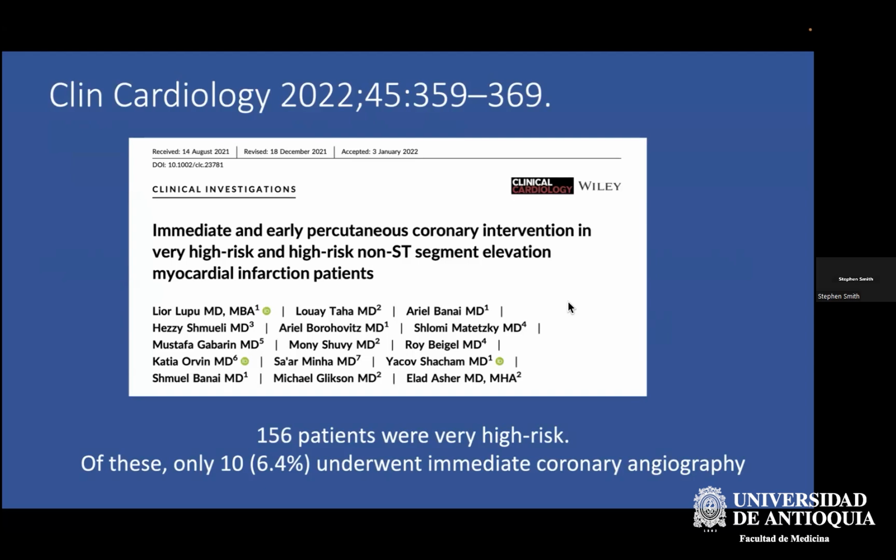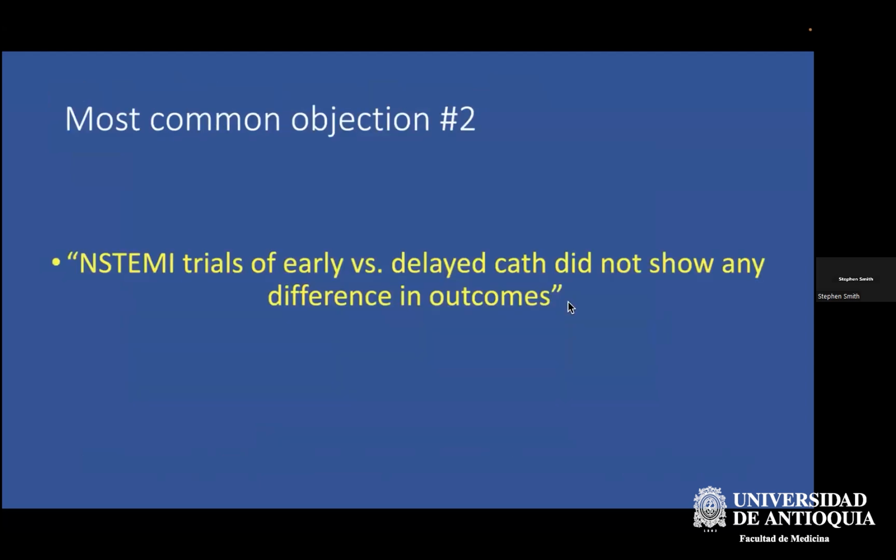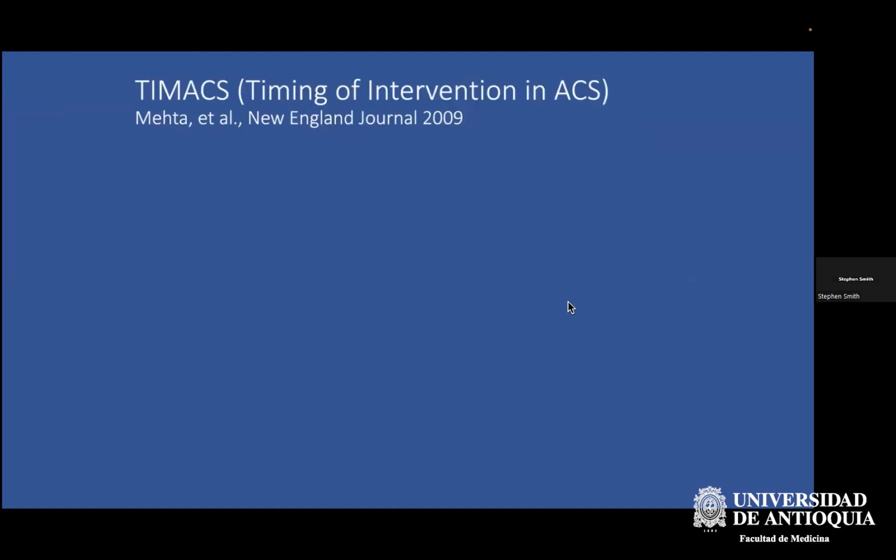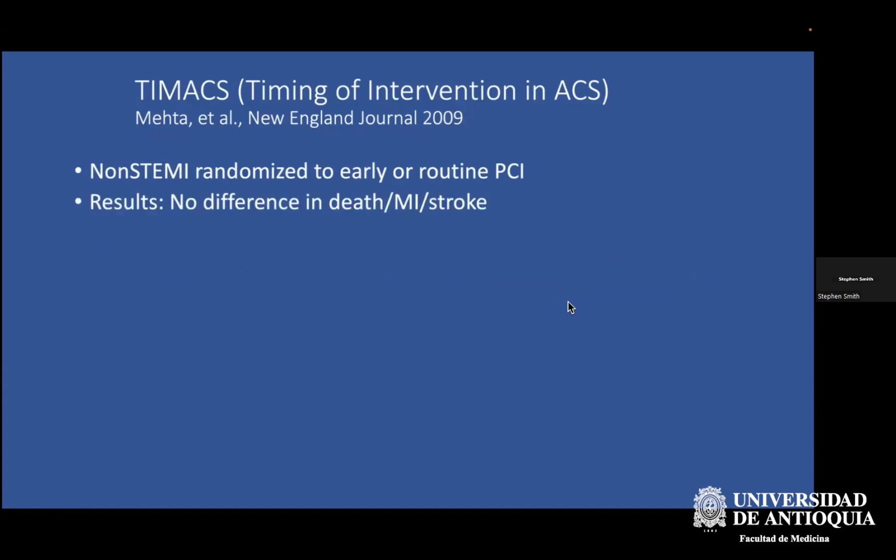Most common objection number two: NSTEMI trials of early versus delayed cath did not show any difference in outcomes. Now, anybody who says this has not read these studies thoroughly. The biggest of these studies was the TIMACS trial, Timing of Intervention in ACS, by Mehta in the New England Journal in 2009. Non-STEMI patients were randomized to early or routine PCI. The results? No difference in death, MI, or stroke. Oh, there's no difference. We don't need to worry about NSTEMI. But early intervention was not early.